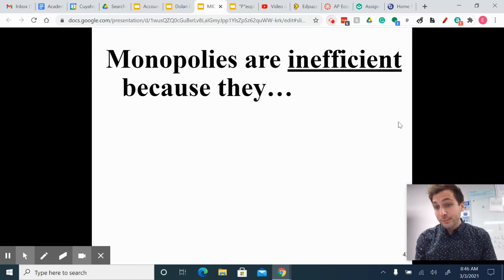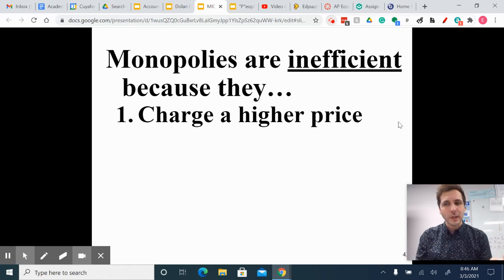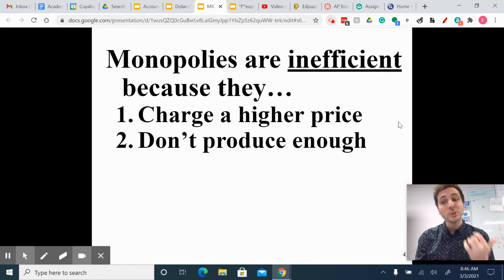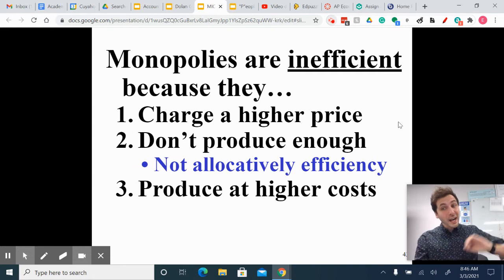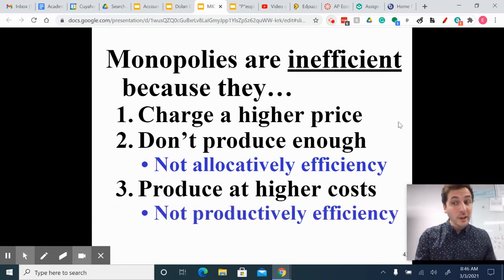Monopolies are inefficient. Generally speaking, I know before I said they could be good, but generally inefficient for 2 reasons. Reason number 1 is they charge a higher price than what the market demands, right? We know supply equals demand is where they should charge a price, but they push that price up. We'll talk about that in a second. Second, they don't produce the quantity that society desires. So because they don't produce enough, they're not allocatively efficient. In addition, they produce at a higher cost than the minimum average total cost curve. So they are not productively efficient.